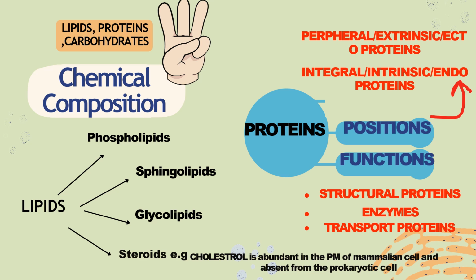Based on function: transport proteins help move molecules across the membrane, and carriers. Structural proteins. This group includes receptor proteins, enzymatic proteins, and cell recognition proteins. They provide support, help in signal reception, catalyze reactions, and assist in identifying other cells. Carbohydrates.